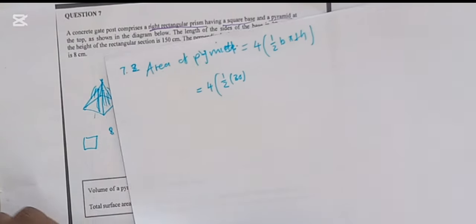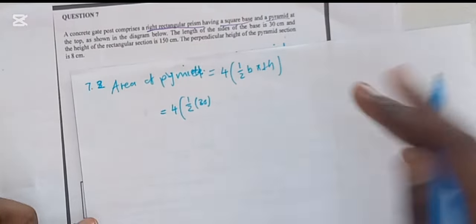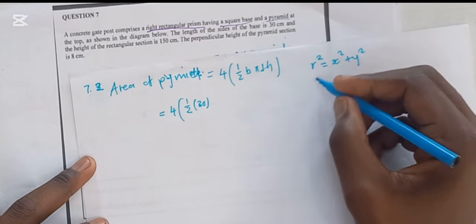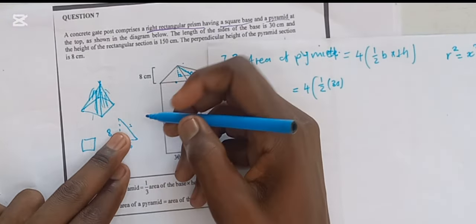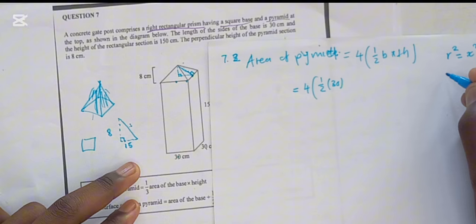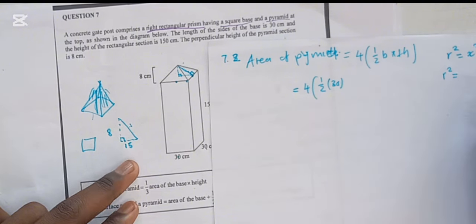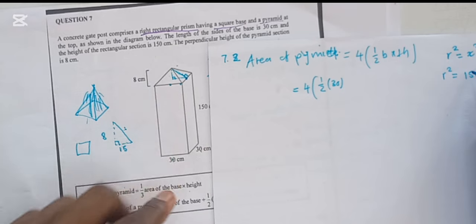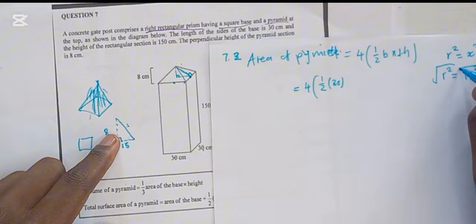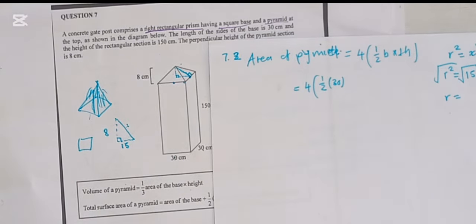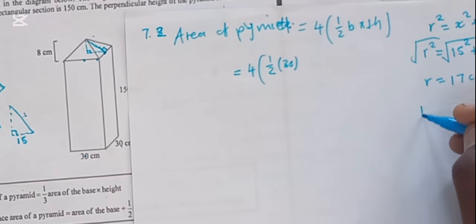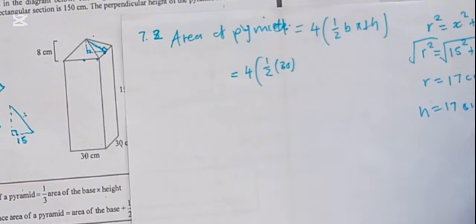You also have to show how you got that height. So you show that this is the theorem of Pythagoras, x squared plus y squared. Our r here is what we are looking for, the hypotenuse. So r squared equals 15 squared plus 8 squared. How did we get 15? It is half of 30. Then we take the square root, and r is equal to 17 centimeters. So our perpendicular height is 17 centimeters.